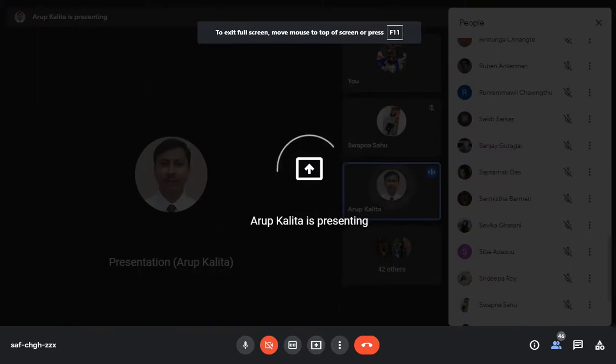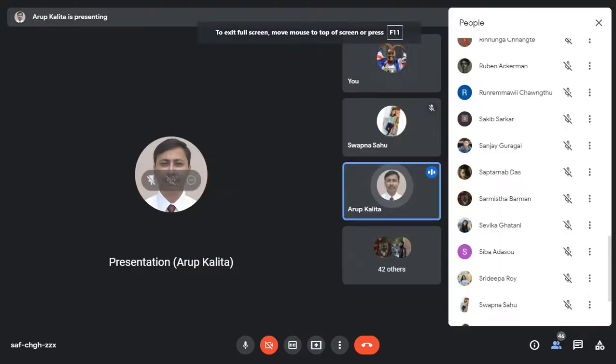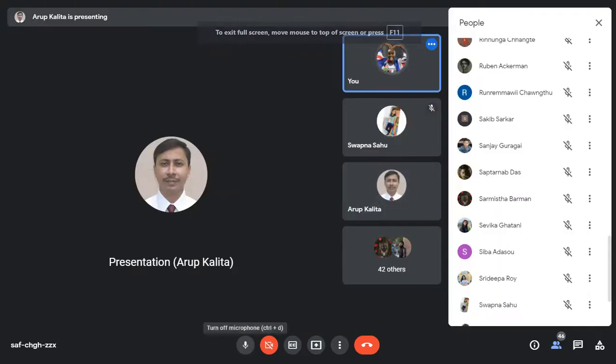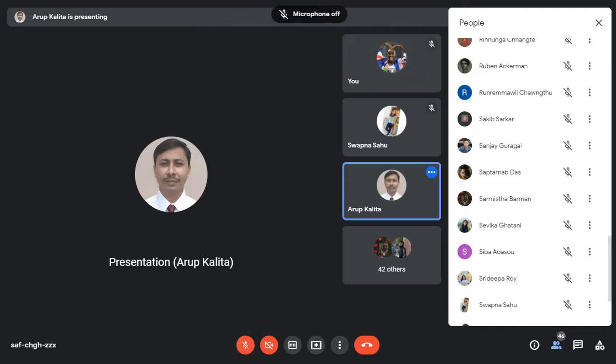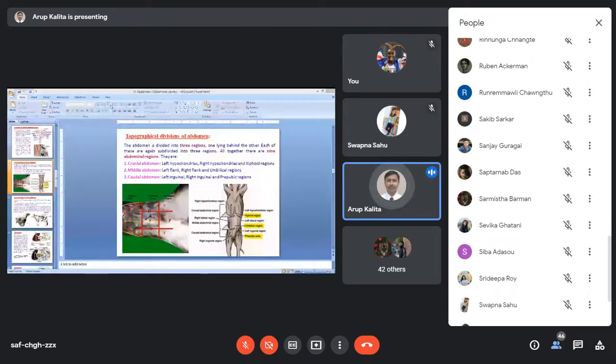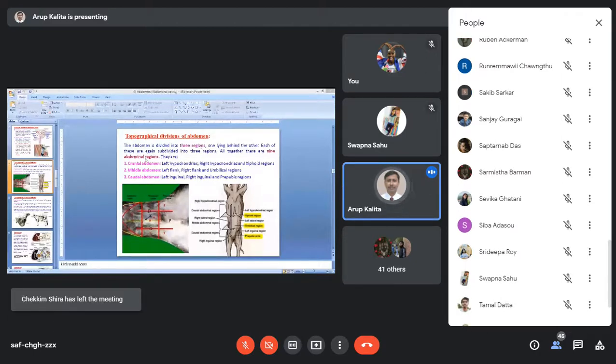So yesterday's class we have discussed abdominal regions. So I will start now. The abdomen, as we have told, is a very big region. It is divided into three regions: cranial abdomen, middle abdomen, and caudal abdomen.